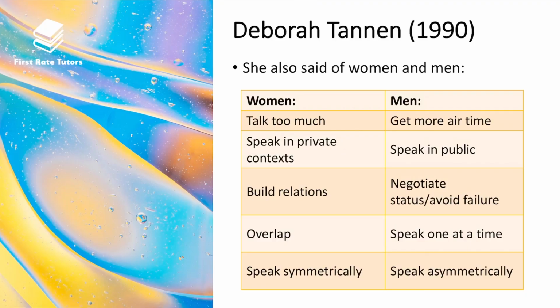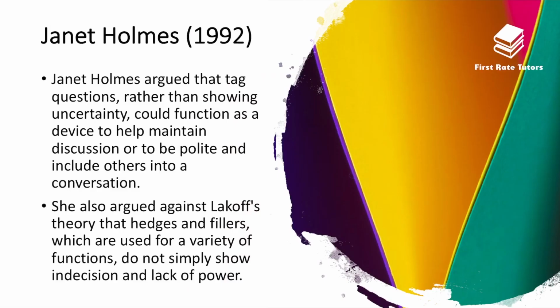Tannen also said of women and men that on the one hand, women talk too much, speak in private contexts, build relations, overlap and speak symmetrically, whilst men get more airtime, speak in public, negotiate status and avoid failure, speak one at a time and speak asymmetrically.